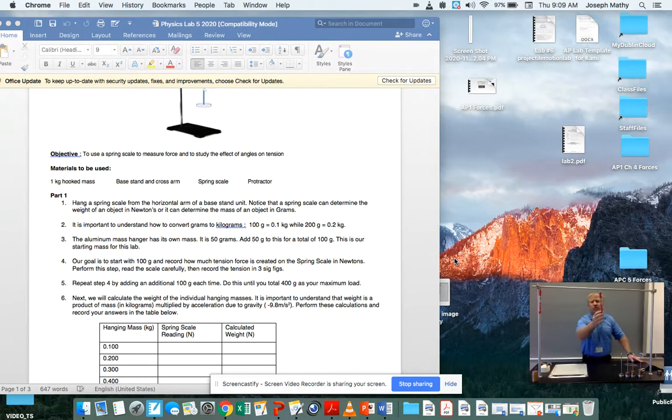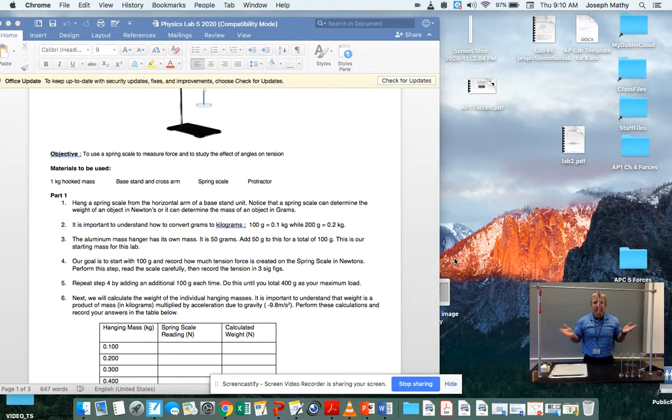What I have is a spring scale. A spring scale reads newtons on one side and it reads grams on the other side. So since tension is a force, we want to measure this in newtons. Grams is a mass. More on that later.